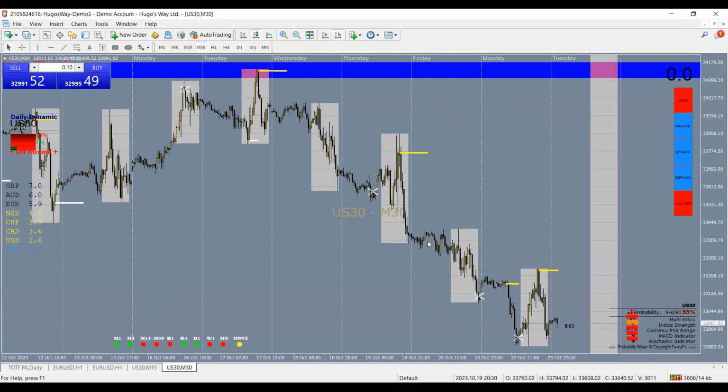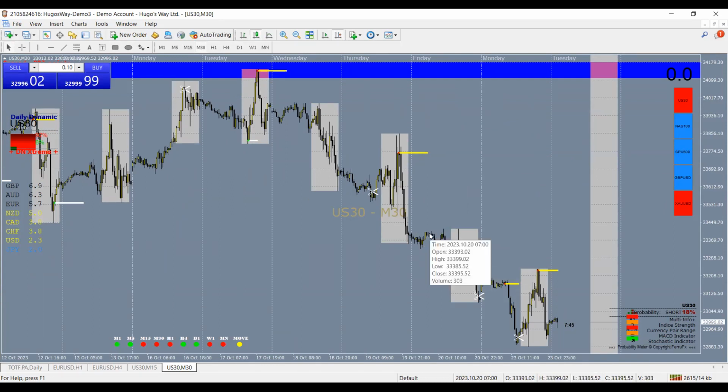So we see that the market is doing what? The market is making lows, highs, or high, low, right? It's making lower lows and lower highs in this price action. So our directional bias should be bearish.